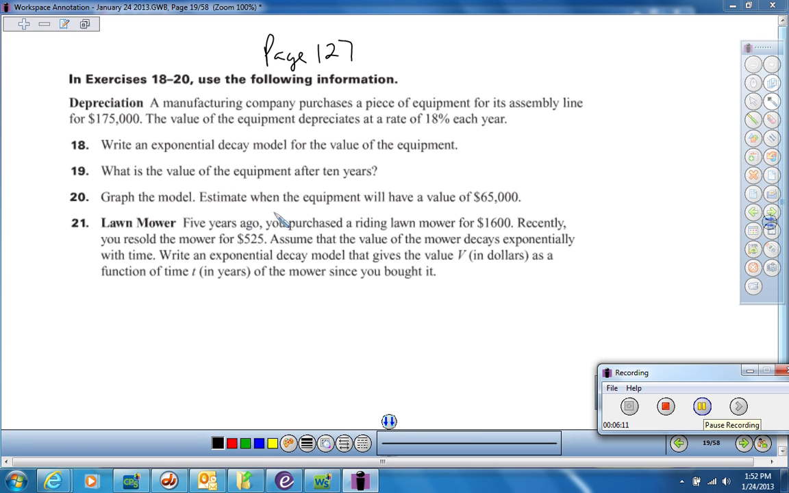Alright, on page 127 are more like the problems you'll see. You'll be given information like this. Now it'll be either growth or a decay. Now this particular problem is a decay, and let's see why.